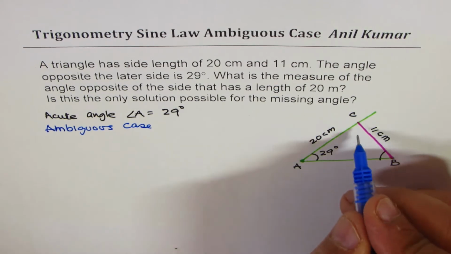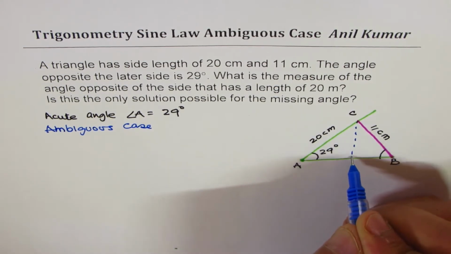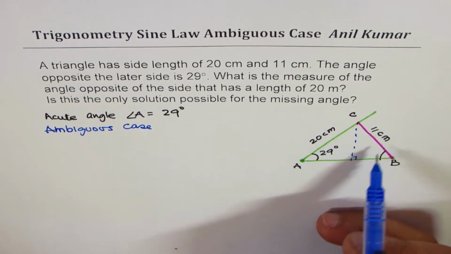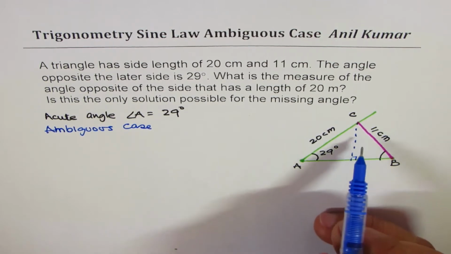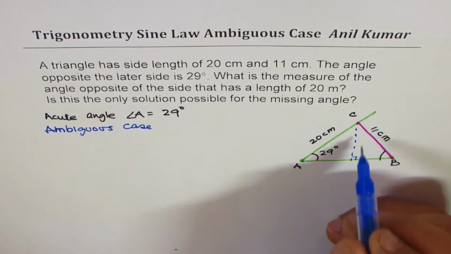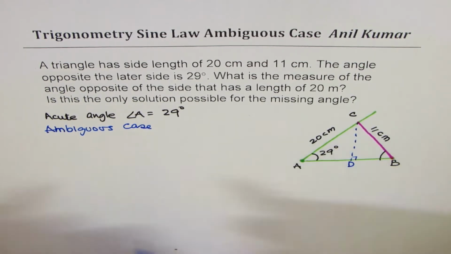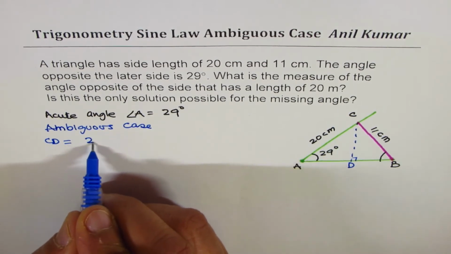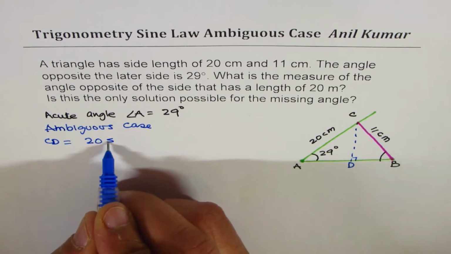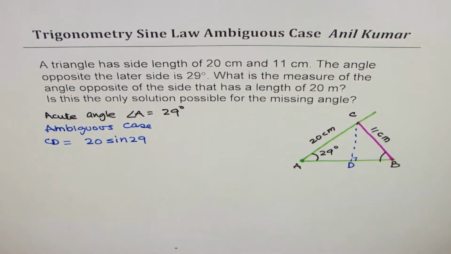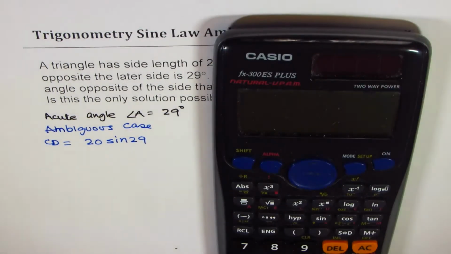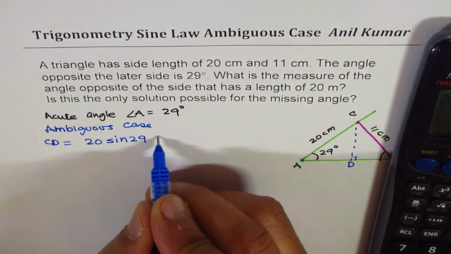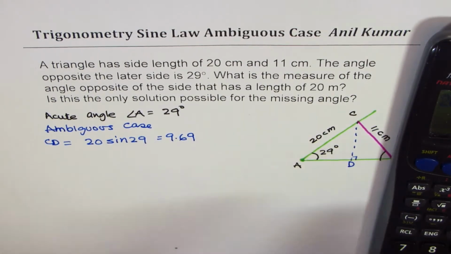Now when do we have an ambiguous case? If I drop a perpendicular here, and if this side is longer than the perpendicular, in that case we may have two triangles, correct? Now how do we find this side? Let's call this CD. So we know CD is equal to 20 sine 29, where 20 is the hypotenuse. So 20 sine 29 equals 9.69.